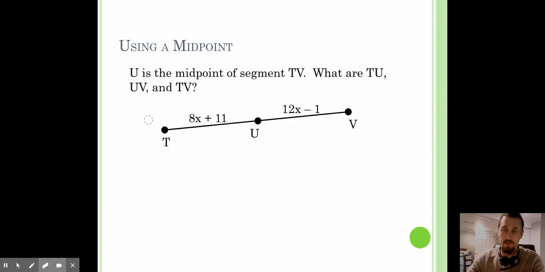So here's a problem you're going to try next, where you are given that U is the midpoint of segment TV, and your job is to figure out what is the length of TU and TV. We've done a similar thing in a previous example, so I'm going to let you guys try this one out on your own. Use your algebra skills. Good luck.